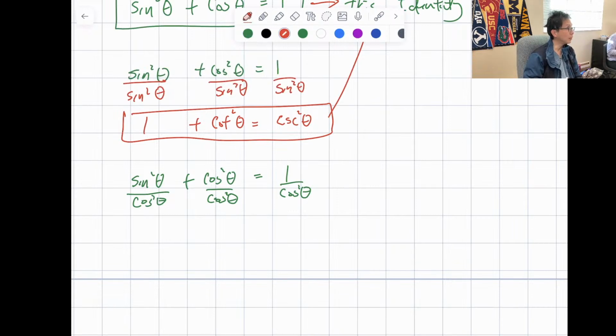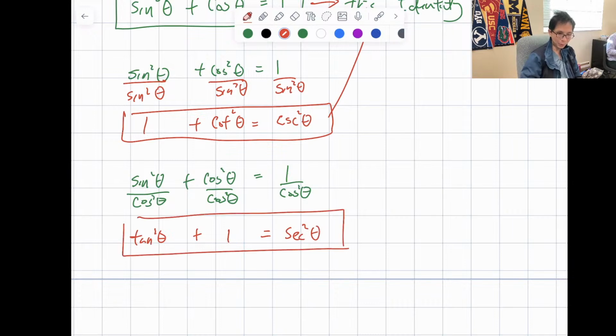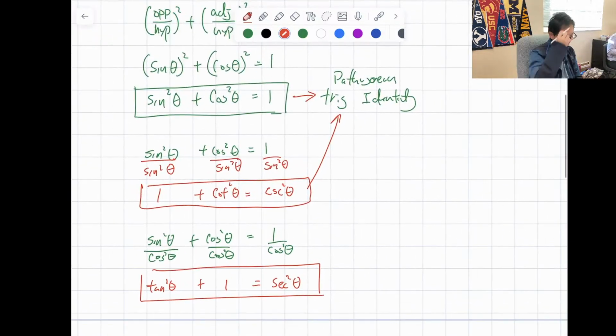What is sine over cosine? Marley, what's sine over cosine? Good. What is cosine over cosine? What's 1 over cosine? You just formed 3 very important trig identities. Okay, 3 very important trig identities. Yes.